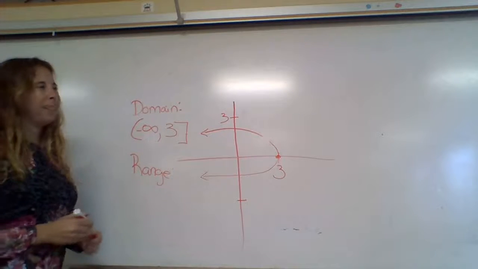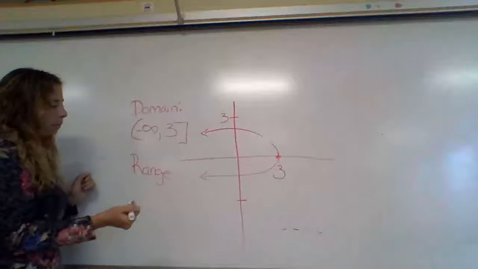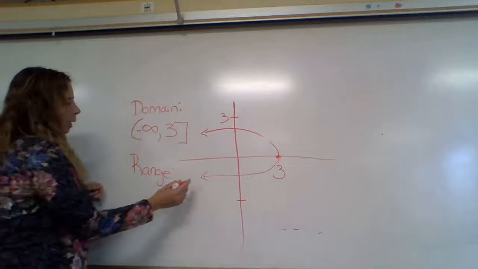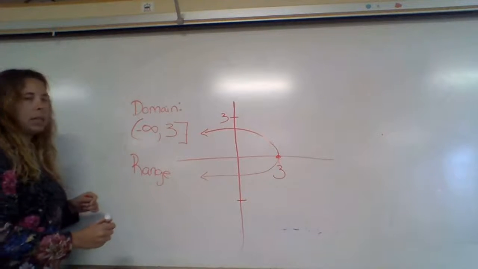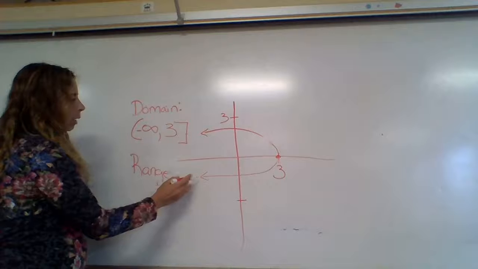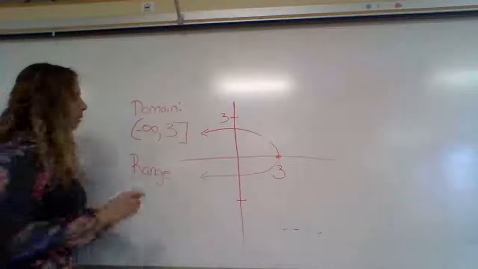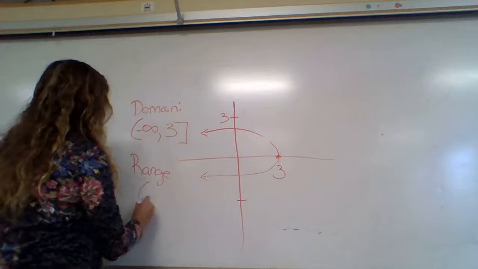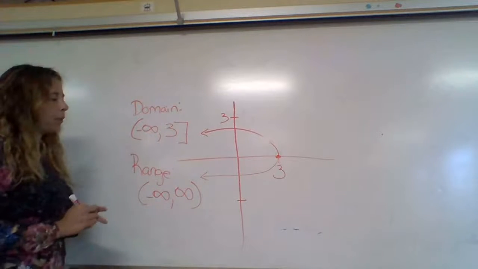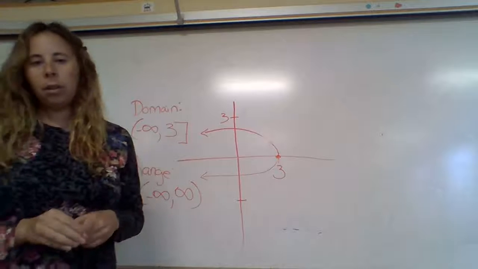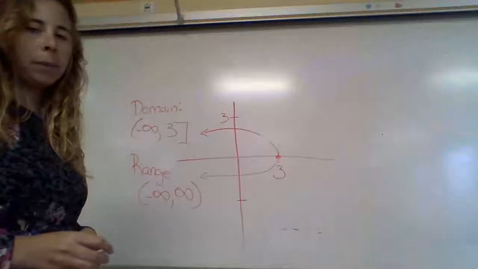Range, you're talking about y values, sorry. So, your graph is continuing forever, and it's going to gradually decrease. Oh yeah, I just didn't draw mine very well. Okay, so our range is going to be negative infinity to positive infinity. It's going to continue forever in the positive and negative directions. Okay, so that's number 6.